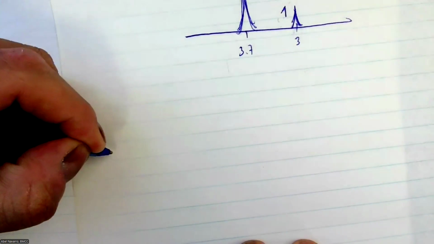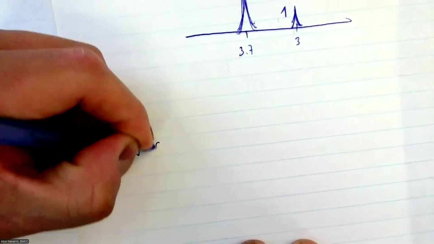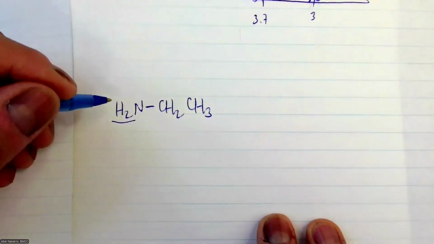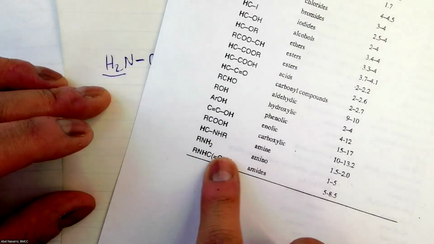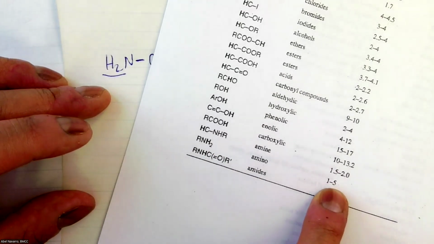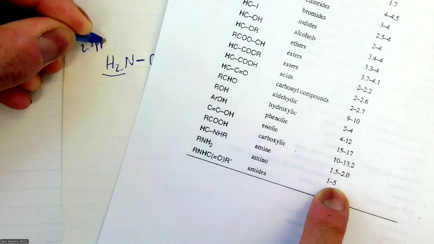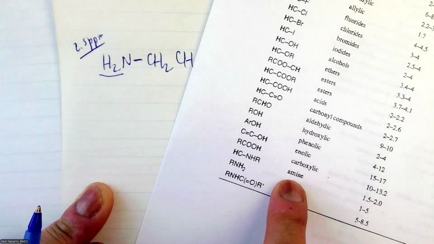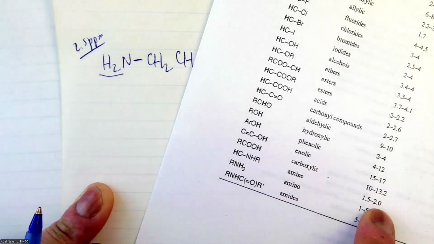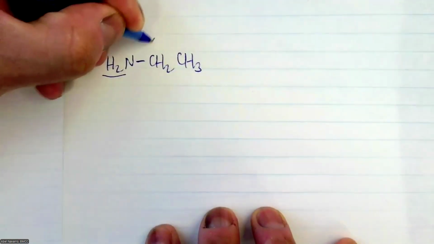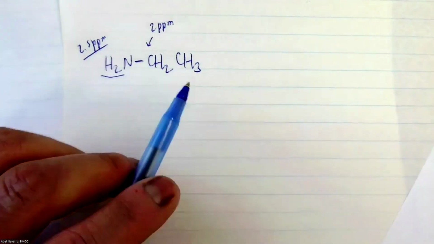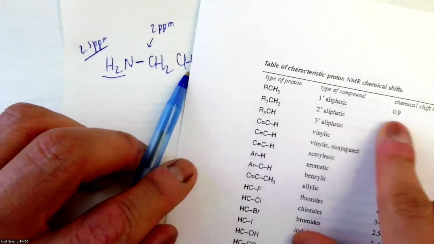Let's say I have NH2, CH2, CH3. Okay, so let's look at the ppms. In the case of amines, let's look for amines here. Amino 1 to 5. So this one would be, let's say, 2.5 ppms. Okay, a CH next to an NH, between 1.5 and 2. Okay, let's round it to 2 ppms. It should really be 1.75, right? But it's going to be just 2 ppm. And this one is a basic CH3, 0.9.